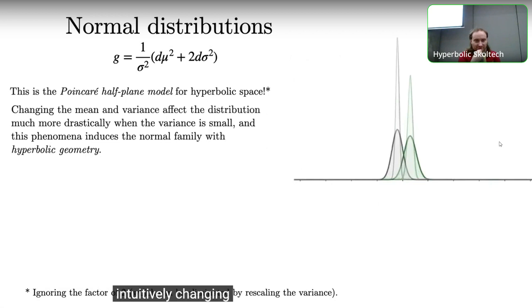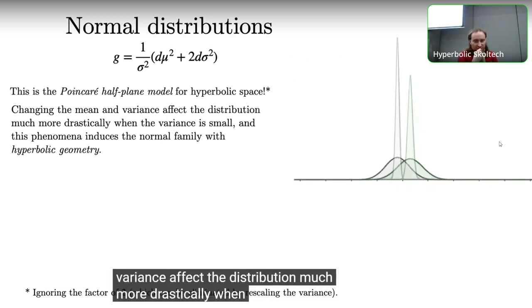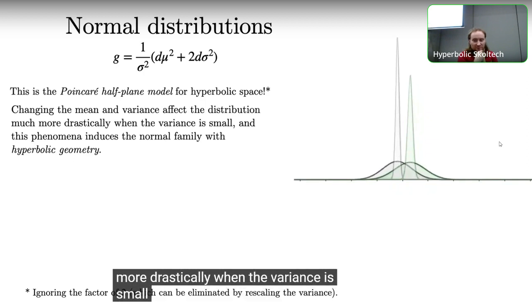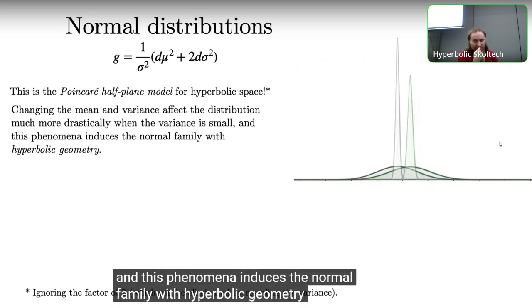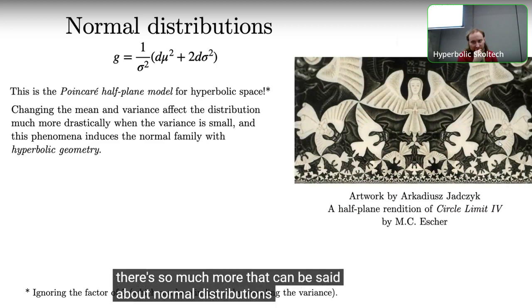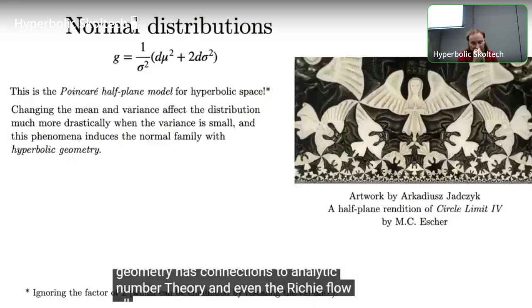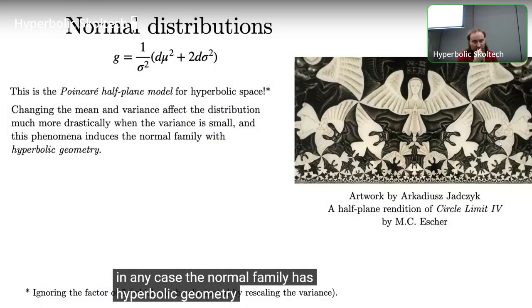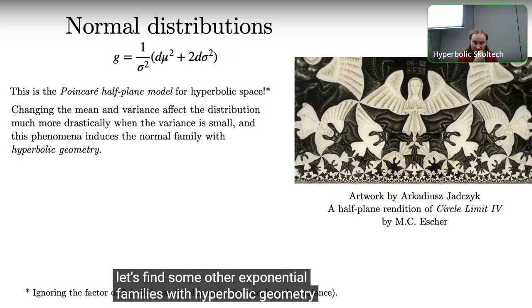Intuitively, changing the mean and the variance affects the distribution much more drastically when the variance is small. And this phenomenon endows the normal family with hyperbolic geometry. There's so much more that can be said about normal distributions, and their geometry has connections to analytic number theory and even the Ricci flow. All of this can be found in the paper I mentioned at the beginning. In any case, the normal family has hyperbolic geometry. Let's find some other exponential families with hyperbolic geometry.